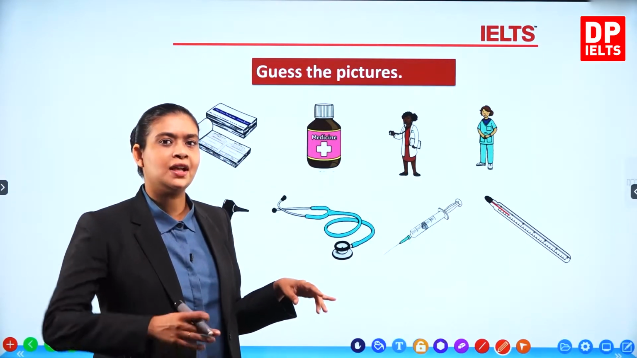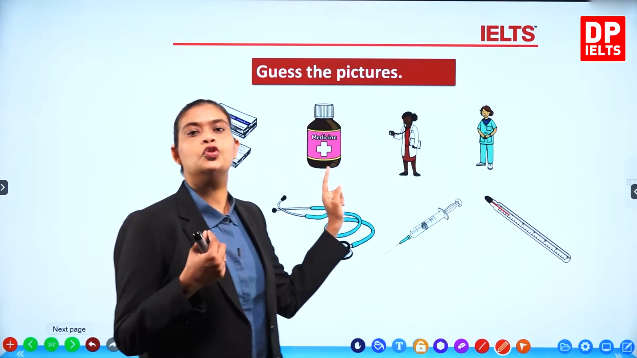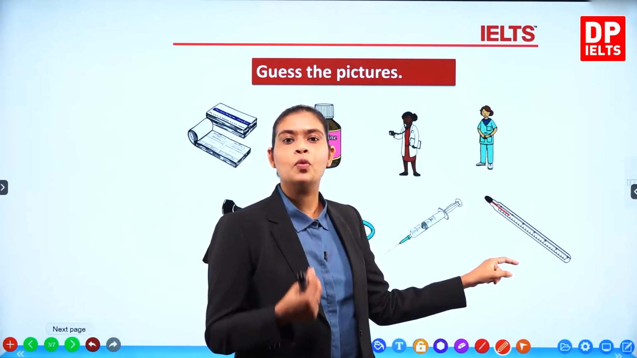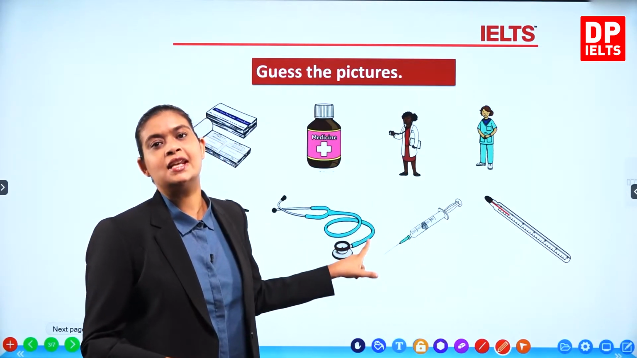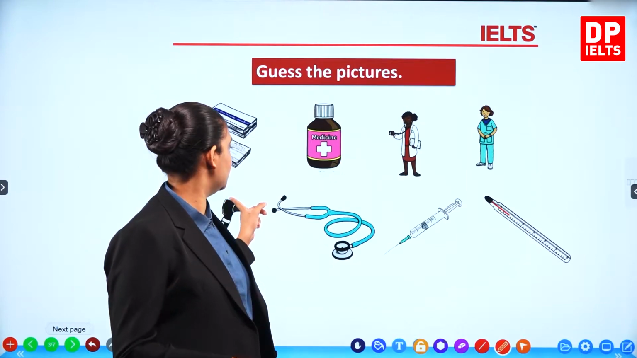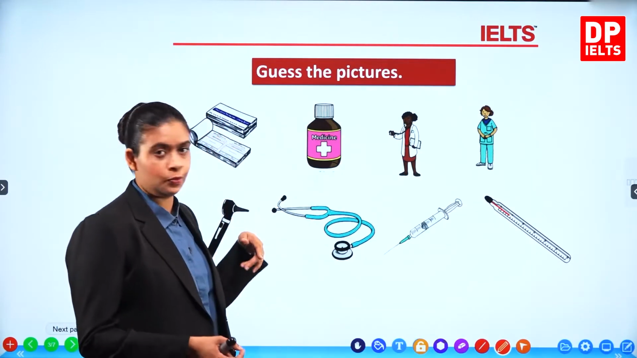Okay, let's practice the vocab again. Medicine, doctor, nurse, thermometer, injection, stethoscope, ear checking tool, right? And then you have finally the prescription book.